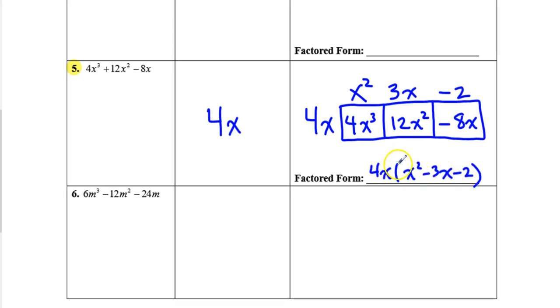I can check it by distributing, and it looks like it all checks out, except I put in a minus sign where there need not be one. That is good that I caught that by checking. It should be a plus.